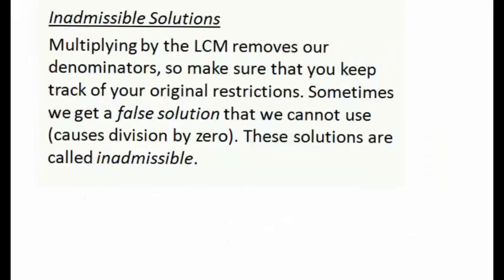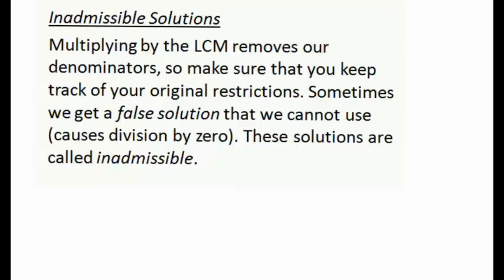All of the work that we've done in our previous lessons to keep track of our restrictions is now going to be used here when we're solving our equations. So, the action of us multiplying all of our terms by the LCM removes our denominators from our question. This means that when we get to our final answer, we have to go back to our original starting question and determine whether or not our final answer makes sense.